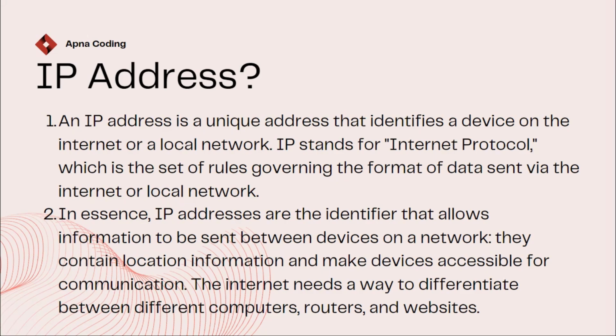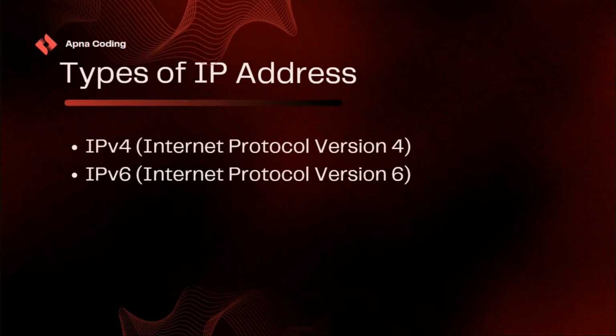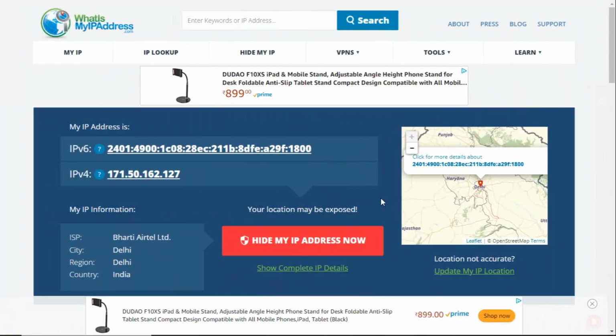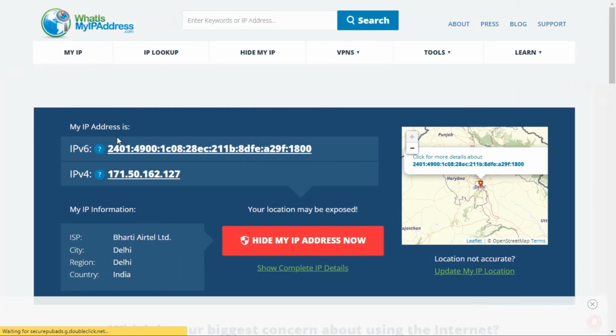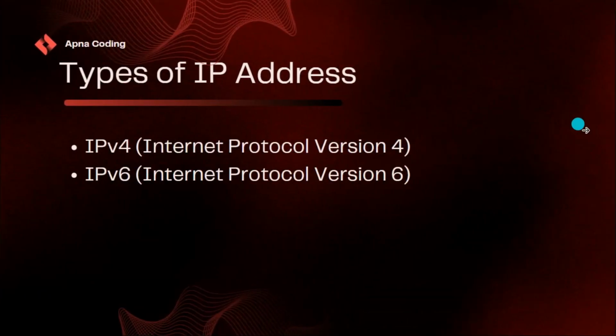So friends, now move on to the next and we will see the difference between IPv4 and IPv6. First of all, there are two types of IP addresses, IPv4 and IPv6. You can see my IPv6 address here. IPv6 has 128 bits and IPv4 has 32 bits. IPv6 is separated with colons and IPv4 is separated with dots. Now we will see the difference between the IP addresses.